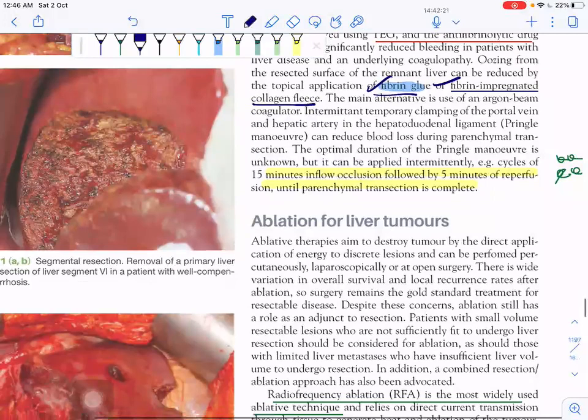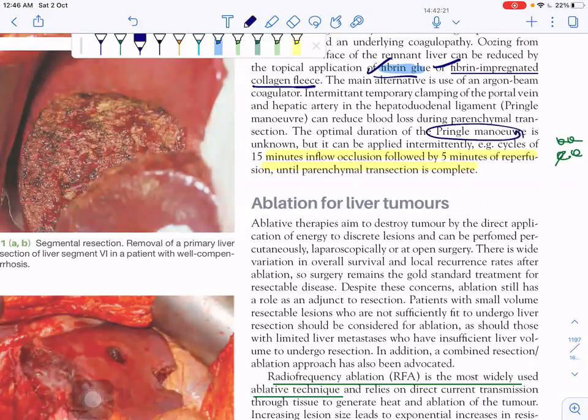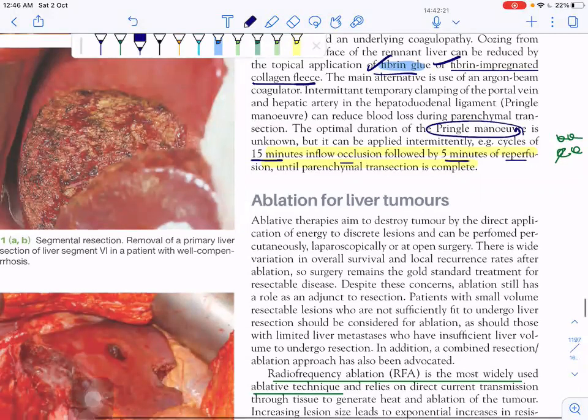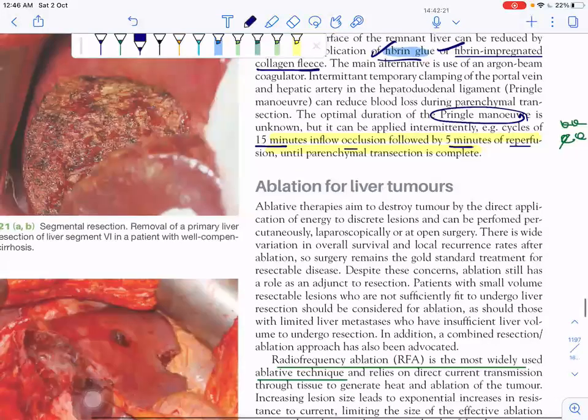And this is very important when you are doing the Pringle maneuver. How many minutes do you give occlusion? 15 minutes, followed by how many minutes of reperfusion? 5 minutes. Okay, 15 minutes occlusion followed by 5 minutes reperfusion.